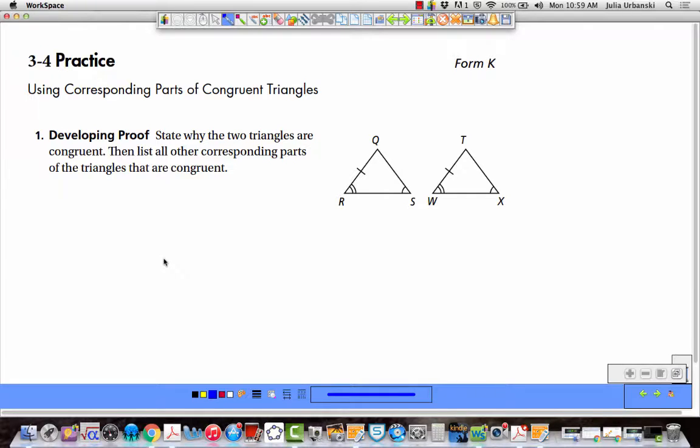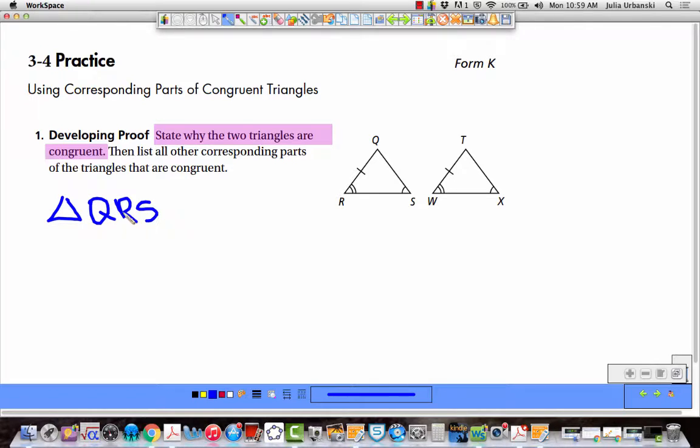I'm gonna do 1 and 2 with you, then you're gonna try a few on your own, but look at what we're doing. We first of all have to state why the two triangles are congruent. We have to give a reason. So let's label them first. Triangle, I'm going to put this in my own order, QRS.